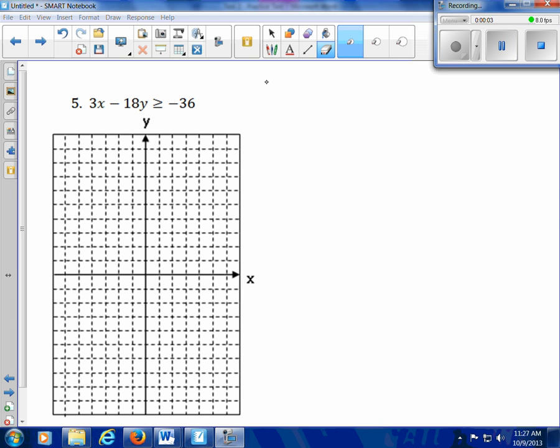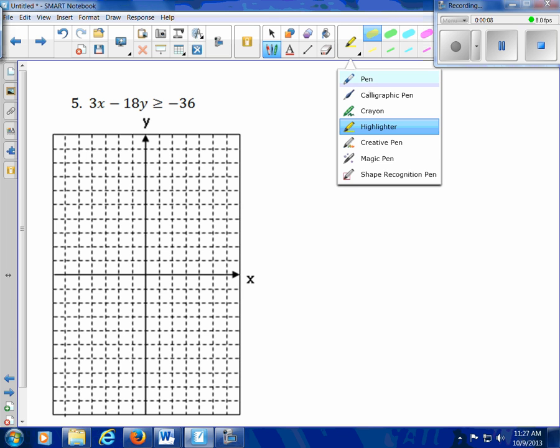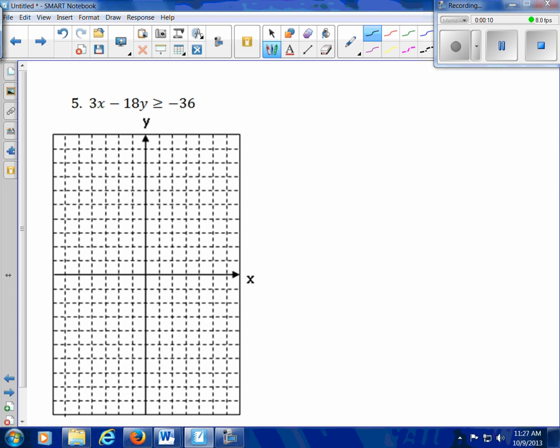For question number 5, we have an inequality in standard form. So when I have it in standard form, I can simply find the x and y intercepts and make my graph. So the x-intercept is going to be negative 36 divided by 3. Remember, we cover up the y, we solve for x. Negative 36 divided by 3, and that's going to give me negative 12.